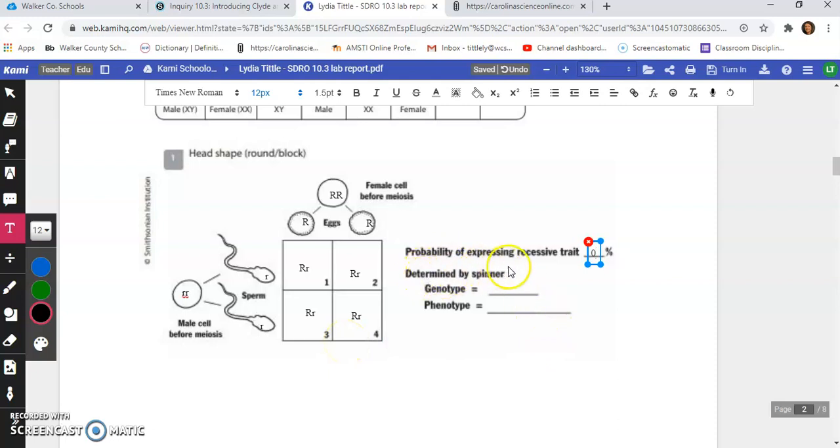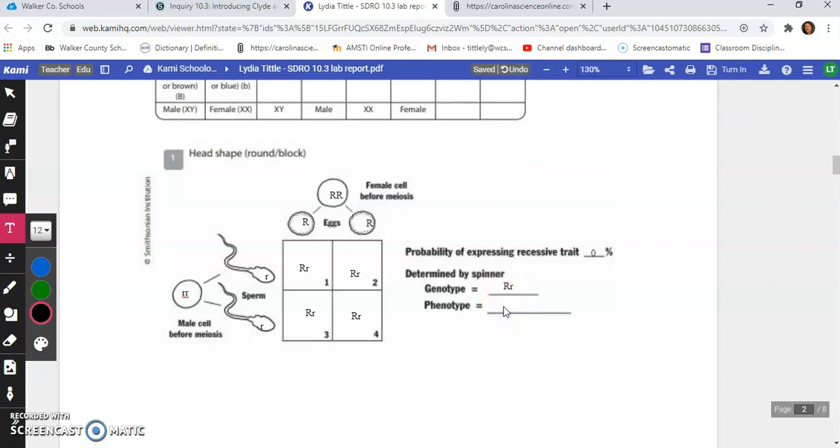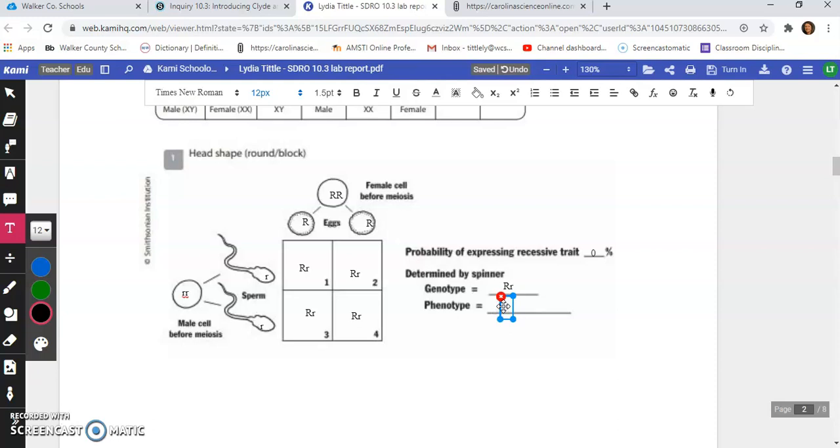Okay, now determined by the spinner, I would flip my coins to get a 1, 2, 3, or 4. Or if you're at school, you'll use the spinner to get a 1, 2, 3, or 4. In this case, it doesn't matter which one I get, because in any case here, all of these chances, the probability for the genotype is going to be big R, little r. So, of course, the phenotype is what the child will look like. So this child is going to have a round head.